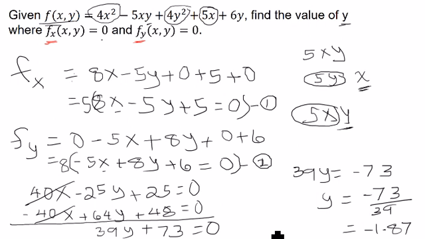So what we did is we evaluated the partial derivatives of this function with respect to x and y, and then we set them both equal to 0, and we ended up with 2 linear equations in 2 variables. So we applied the method of elimination to solve these equations, and we eliminated x and got the value of y, and that's the answer.